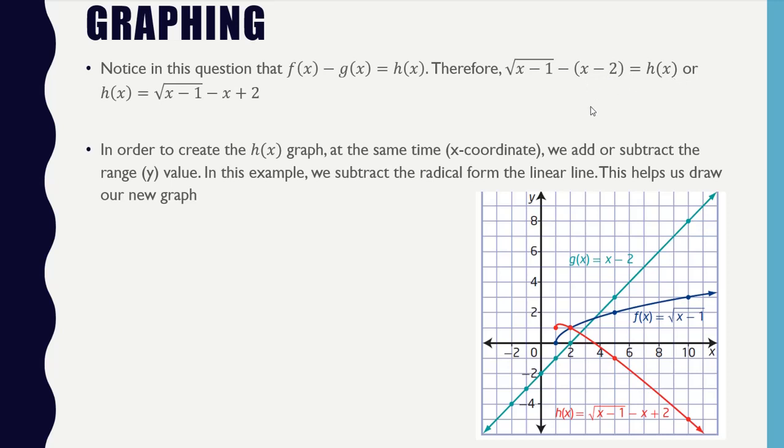But when I want to actually graph this, I can create the new graph h of x, which is the red graph, by just adding, or in this case, subtracting our heights. So if we look right here, it's our blue graph minus our teal. So 0 minus negative 1 is 1. And then again, it's blue graph minus teal. So 1 minus 0 is 1.